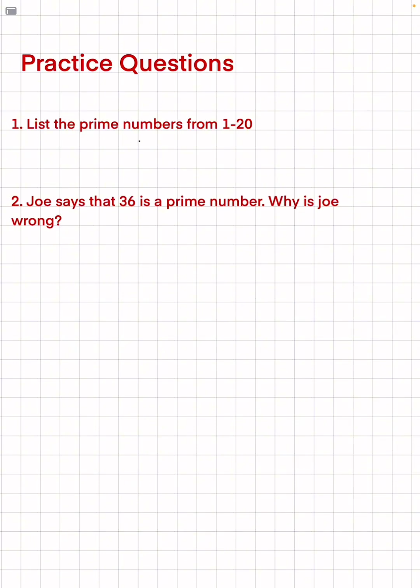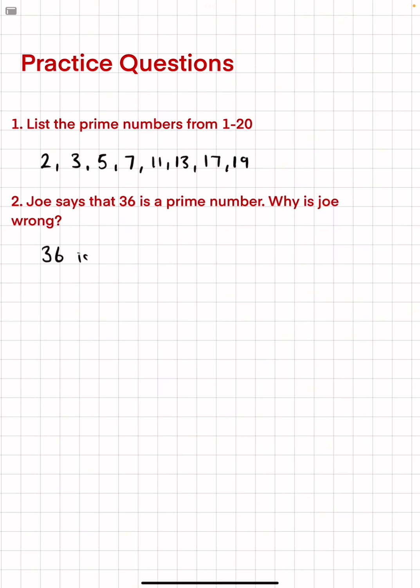Question 1 says list the prime numbers from 1 to 20. The prime numbers from 1 to 20 are 2, 3, 5, 7, 11, 13, 17, and 19. Question 2 says Joe says that 36 is a prime number. Why is Joe wrong?